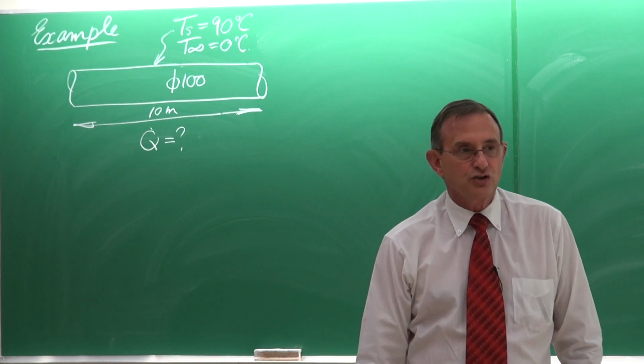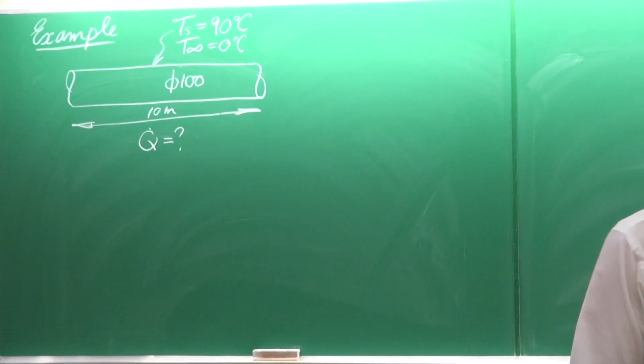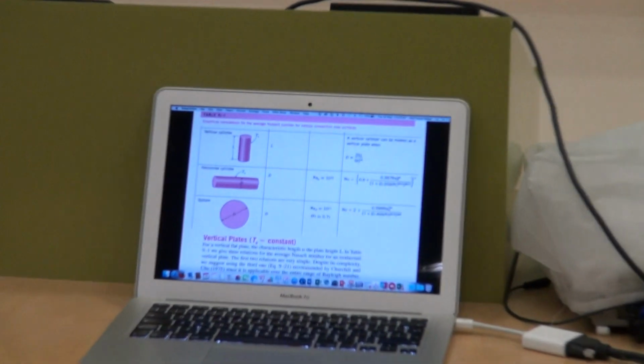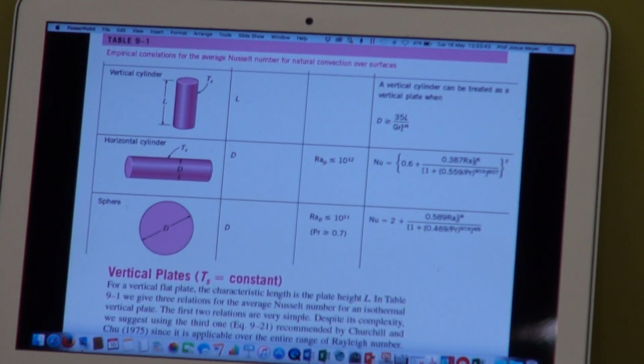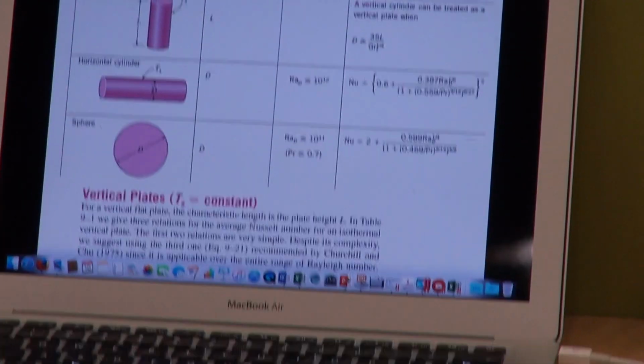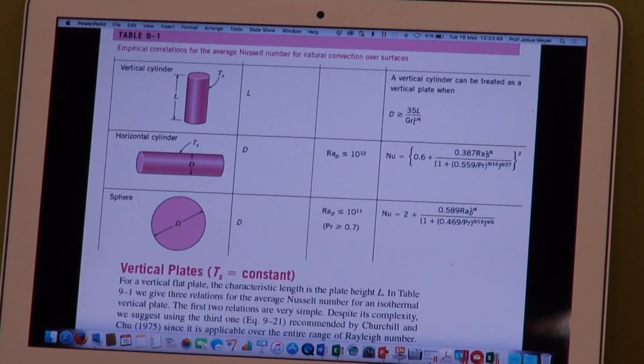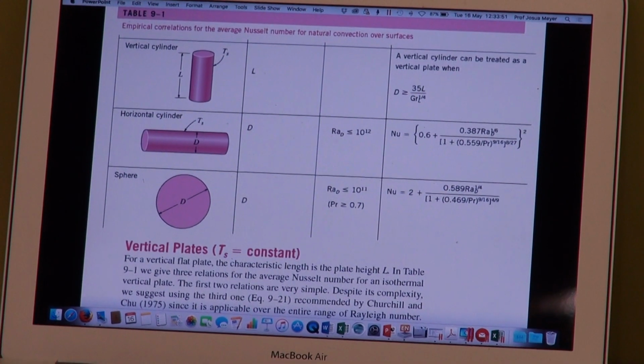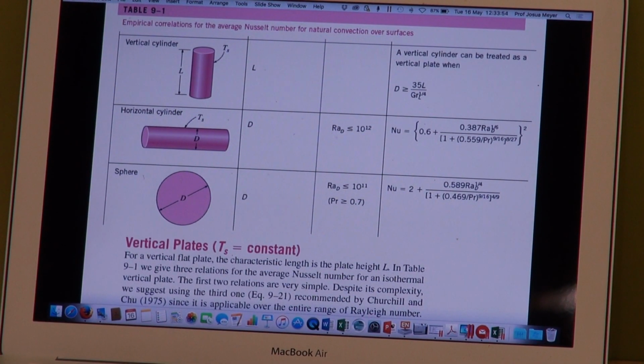Right, going back to table 9.1, if you can just go back to that for us quickly, Tamarin, you can see there is the case of a horizontal cylinder. Okay, so that is typically what we have here. And for the horizontal cylinder, it says that the characteristic length that should be used is the diameter of the cylinder, so that's 100 millimeters, and then the range of that Nusselt number equation given there is valid if the Rayleigh number is smaller than 10 to the 12.